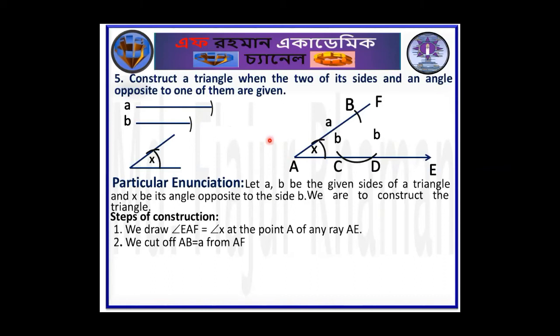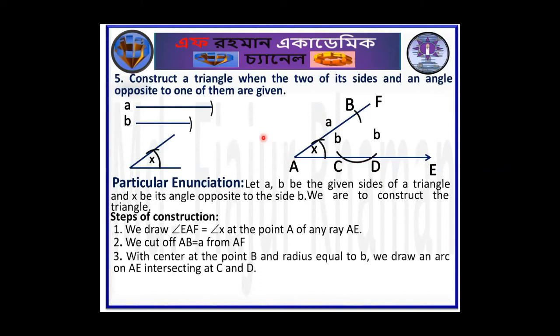You have to remember that in either case the angle should be drawn even smaller than 30 degrees, and the length b should be drawn in such a way that the arc with radius b can be drawn on AE, intersecting at the points C and D. This is very important to remember. However, we join BC and BD.